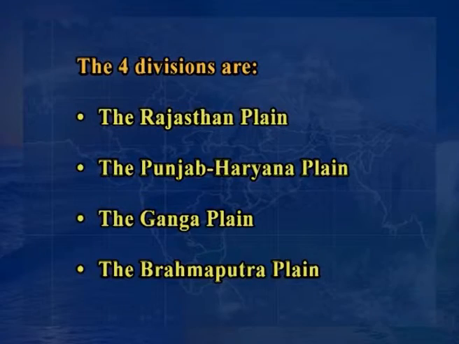According to the morphology of the northern plain of India, it can be divided into 4 major parts. Owing to the distinct alluvial deposits and direction of river flow in the area, the 4 divisions are: number 1, the Rajasthan plain; number 2, the Punjab-Haryana plain; number 3, the Ganga plain; and number 4, the Brahmaputra plain.